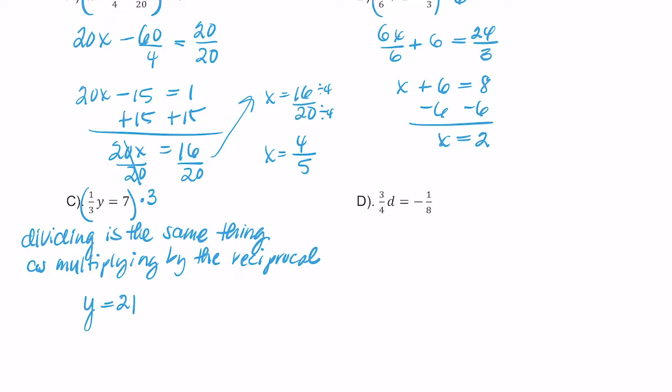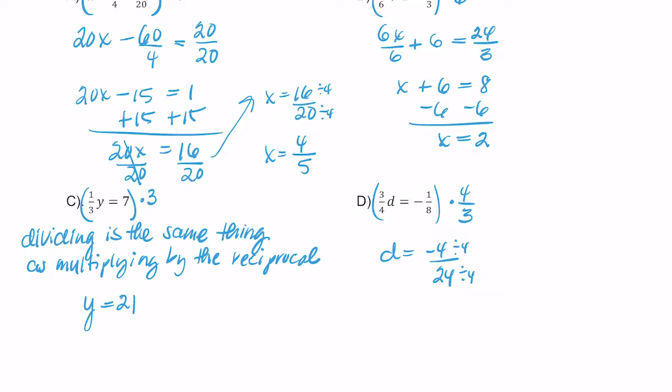In letter D, it's the same thing. I have 3/4 times D. So I'm going to multiply by the reciprocal of 3/4 on both sides, which is 4/3. Automatically, the 3/4 is going to cancel out because 4 times 3 is 12, and 3 times 4 is 12, and 12 divided by 12 is 1D. Now I'm multiplying fractions. We learned you just go straight across, top and bottom. Negative 1 times 4 is negative 4, and 8 times 3 is 24. And 4/24 you can reduce.